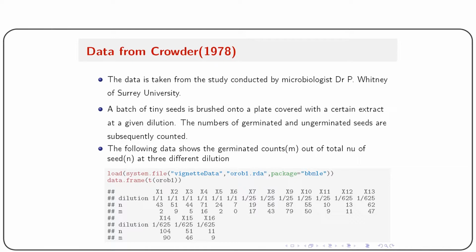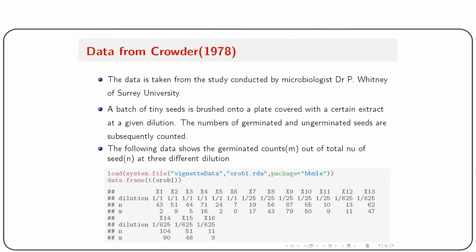The data is taken from a study conducted by microbiologist Dr. P. Whitney of Surrey University. A batch of tiny seeds is brushed onto a plate covered with a certain extract at a given dilution. The numbers of germinated and ungerminated seeds are subsequently counted. The following data show the germinated counts out of the total number of seeds at different dilutions.